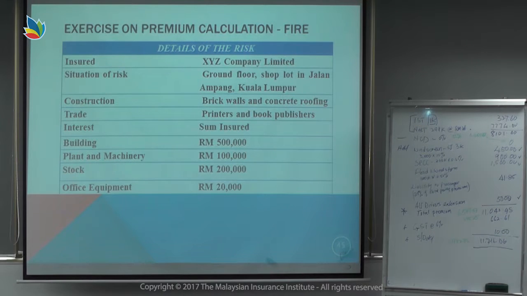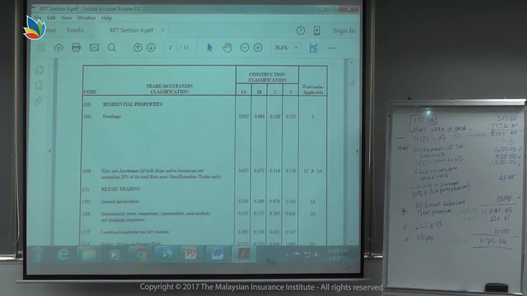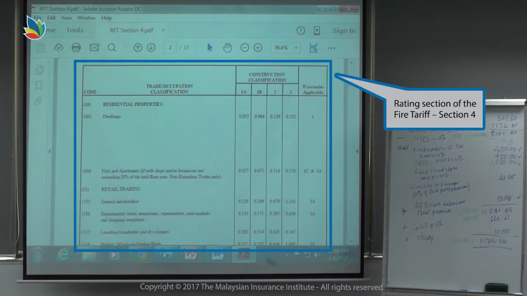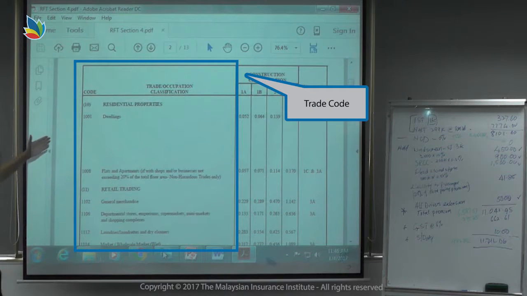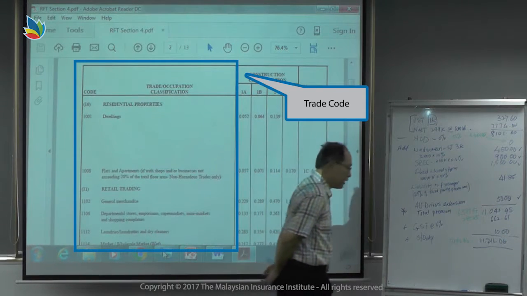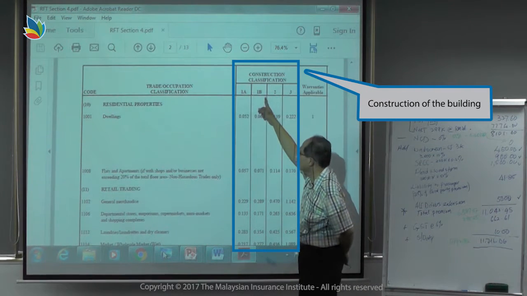Now we move on to fire tariff. Okay, how many of you know how to use the fire tariff? Okay, this is how the rating section of the fire tariff looks like, section 4. You have your trade code here. This is the description of the risk. And for fire tariff, another thing you need to know is the construction of the building. 1A, 1B, 2, 3.